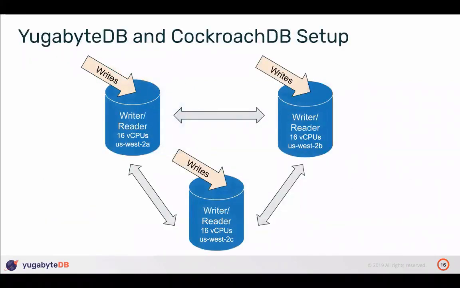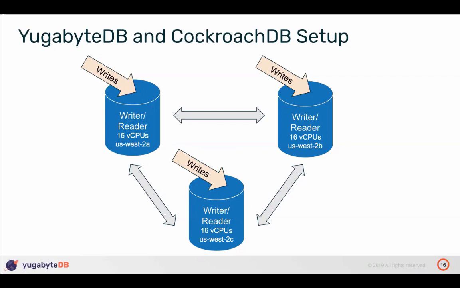Okay, the setup for YugaByte and CockroachDB are quite similar. They're both inspired by Google Spanner. So put 3 writers in 3 different zones. And there's no difference between a writer and a reader because the table is internally sharded and the data is kind of spread across these 3 nodes. So each node does reads and writes for a subset of the data.